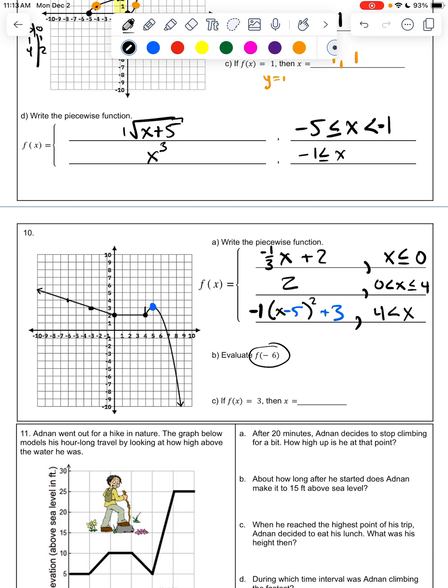All right, next question says, if f of negative 6, that means that x equals negative 6. When x is negative 6, what's the height? Right there, it's 4. So f of negative 6 equals 4. The next one says f of x equals 3. That means y is 3. Where do we have a height of 3? 1, 2 times. x equals negative 3, and x equals 5. Both of those are true. List them both.